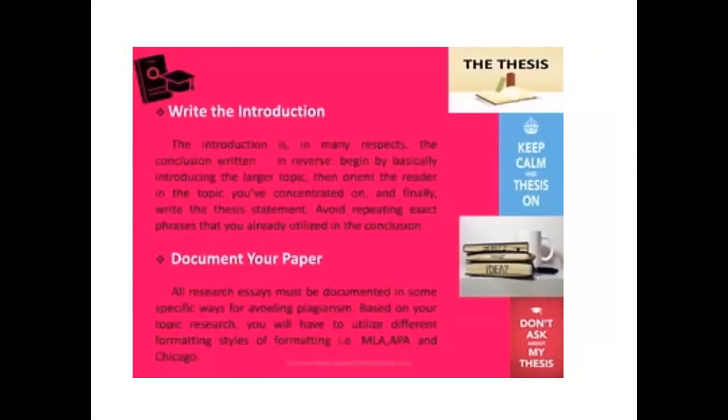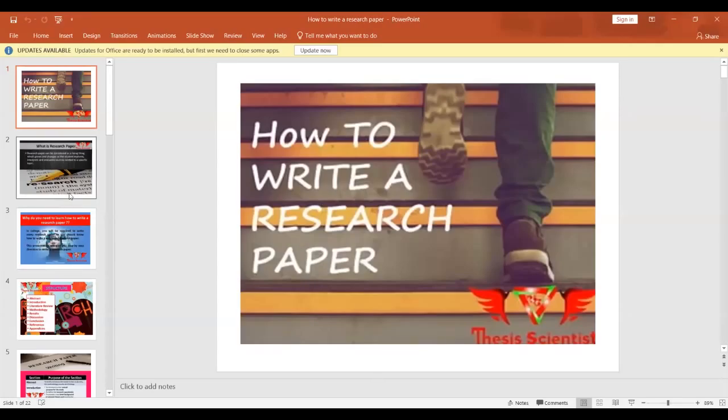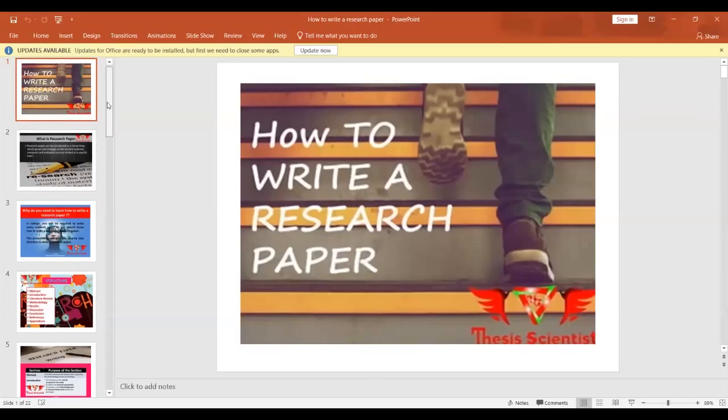You have to write the introduction, as I have discussed, documenting your paper, putting them in the correct order, editing your rough draft, then creating the final draft, writing the final paper. All these steps are very, very important when you write the paper: editing your draft and creating the final draft. So those are the main things that I want to discuss under this how to write a research paper.